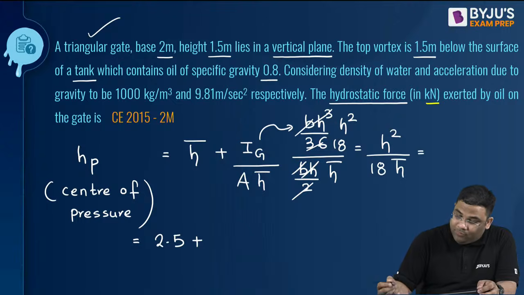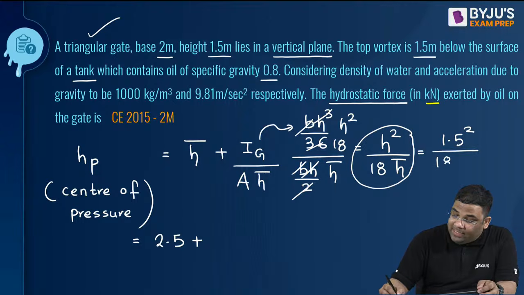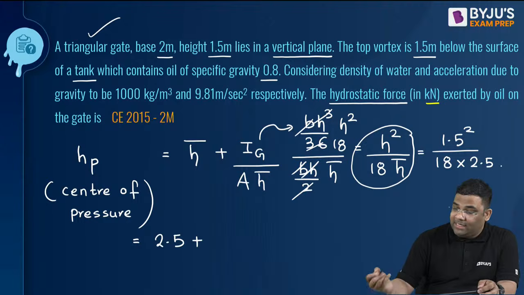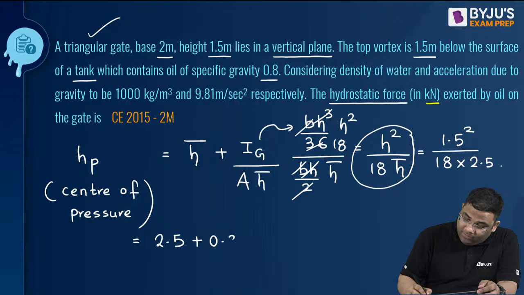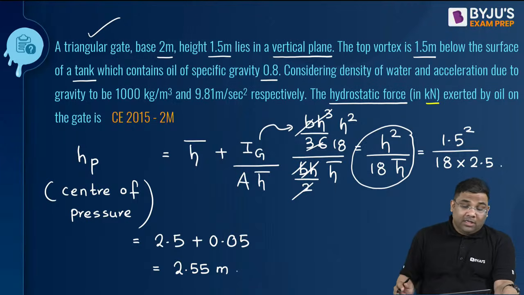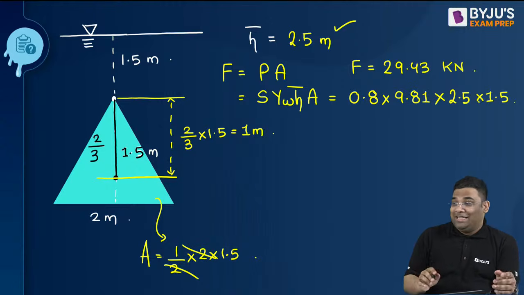How much are we getting for this value? The height of the triangle is 1.5 squared divided by 18 into h bar, which is again 2.5. So how much are we getting? Tell me the final answer. Other students also gave me the answer. Almost 0.05. So I'm getting 2.55 from the top. See, just because they have not asked it in this particular year doesn't mean that they will not ask it next year.